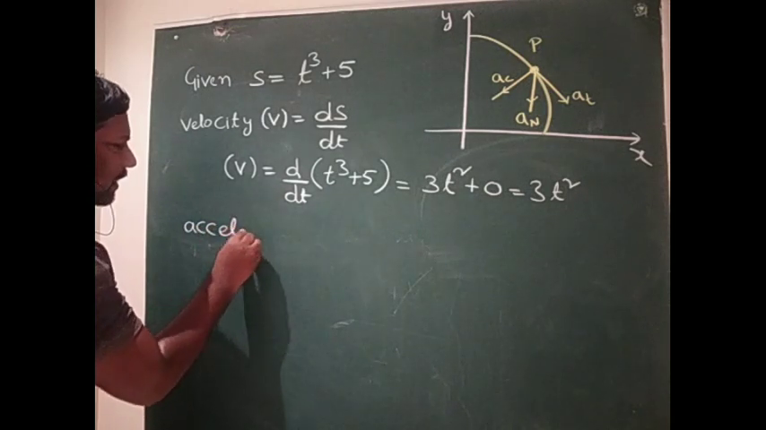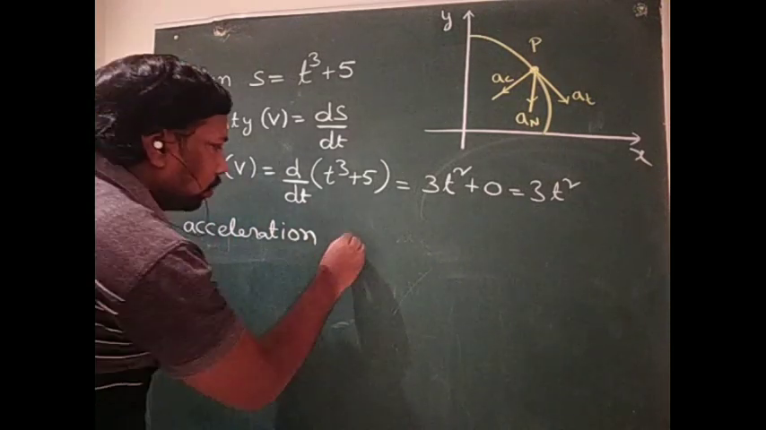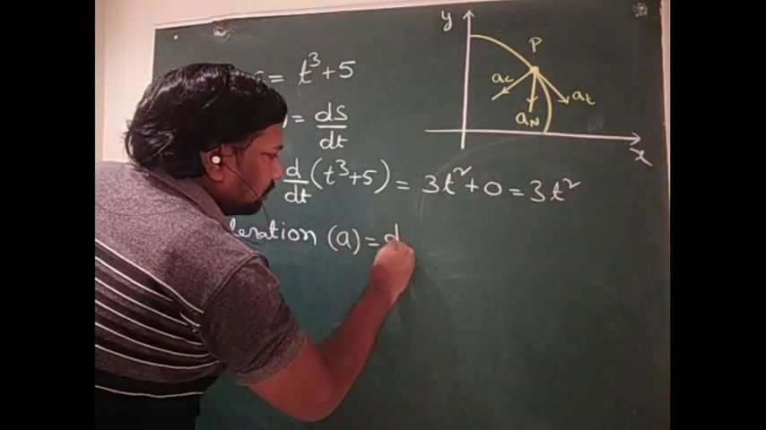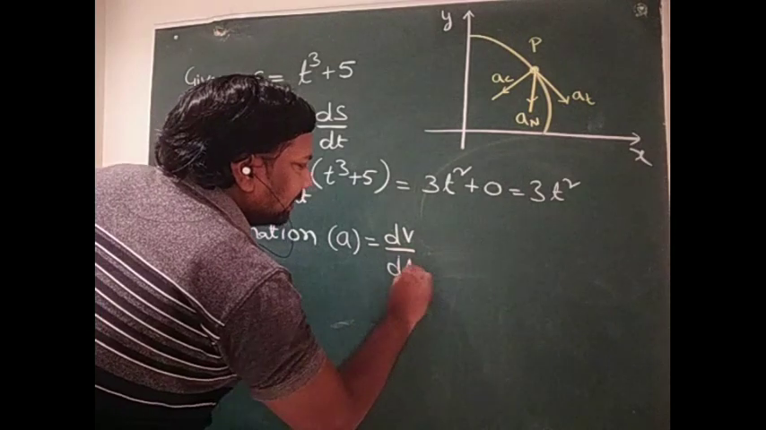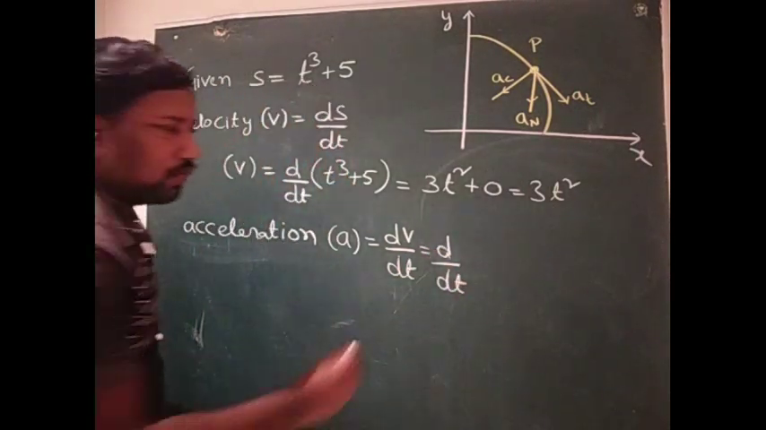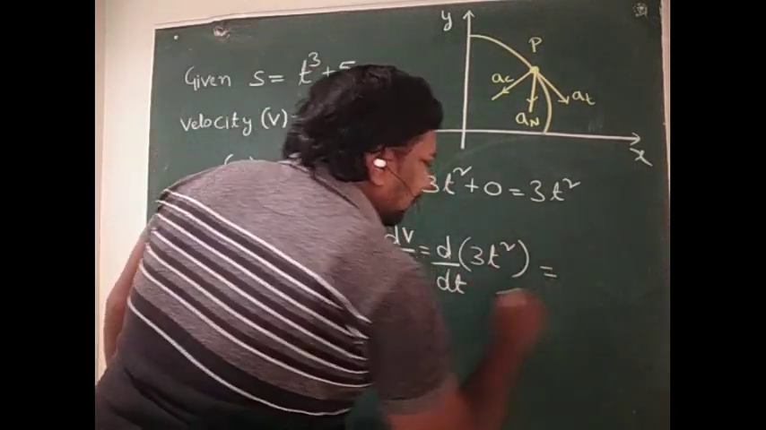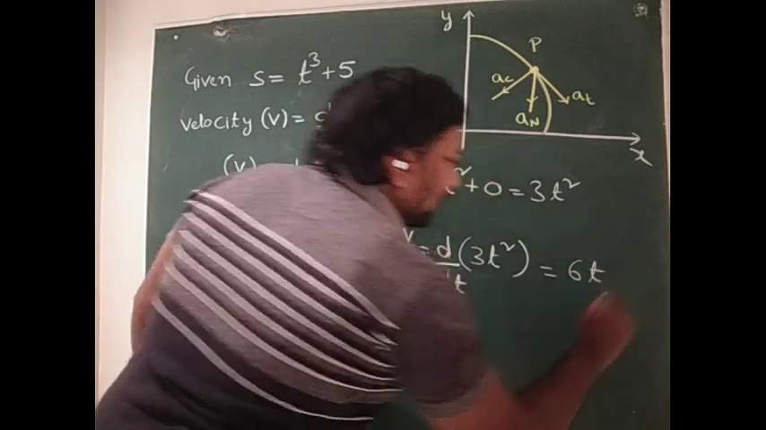Now we can find out the acceleration. Acceleration means the rate of change of velocity is known as acceleration. So therefore dv by dt. So d by dt of, here v means 3t square. So therefore its value is 6t.